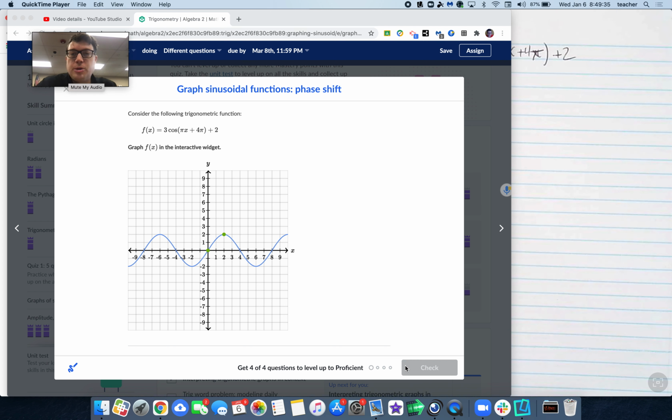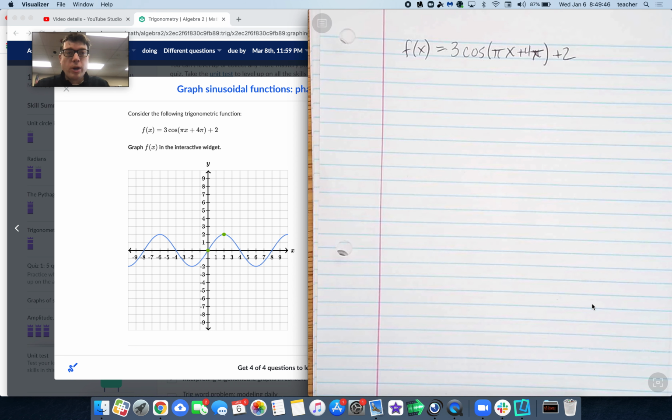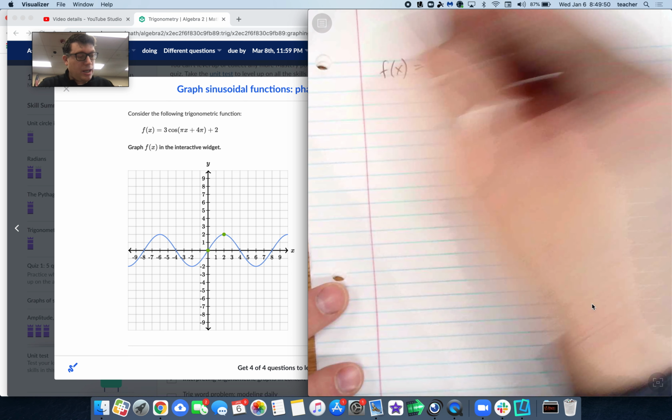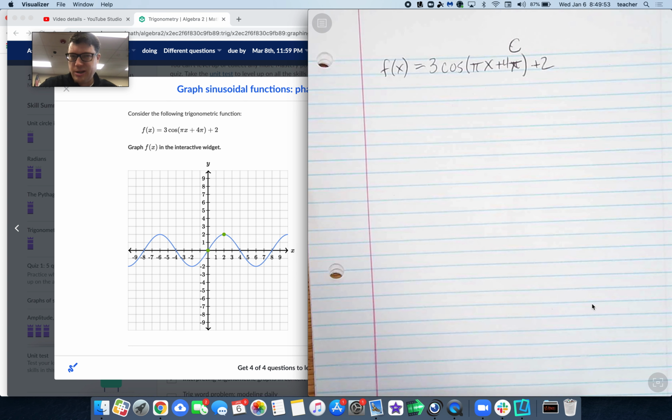I'm going to work on this question from Khan Academy, graph sinusoidal functions with phase shift. I have f of x equals 3 times the cosine of pi x plus 4 pi, and that is all increased by 2. Now, what I want to do is remind you that phase shift is the C in the structure, or it's kind of an accumulation of it.